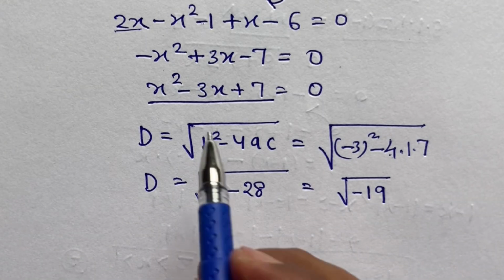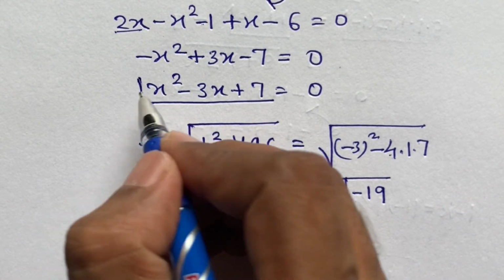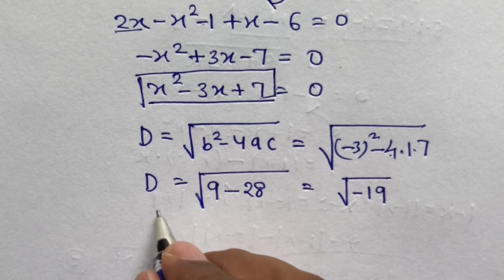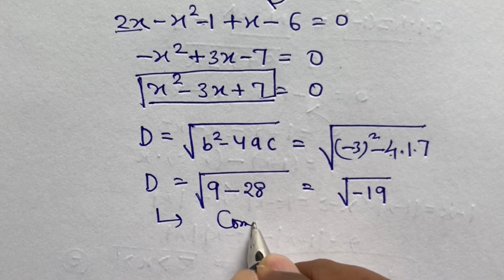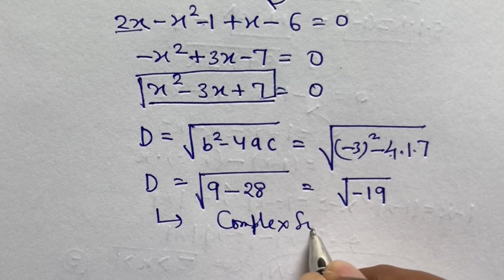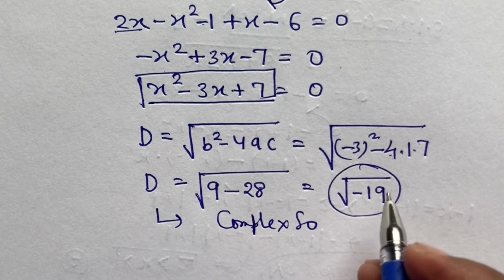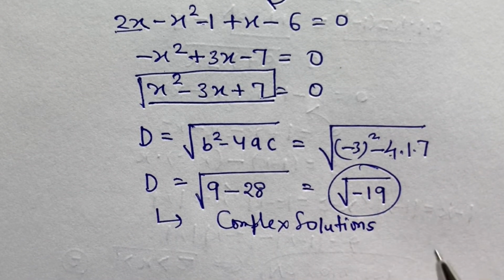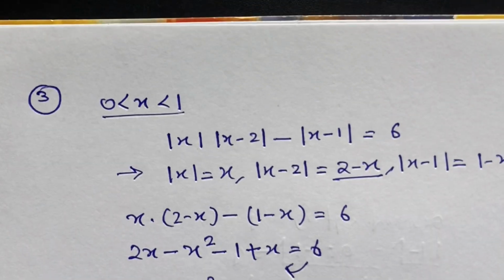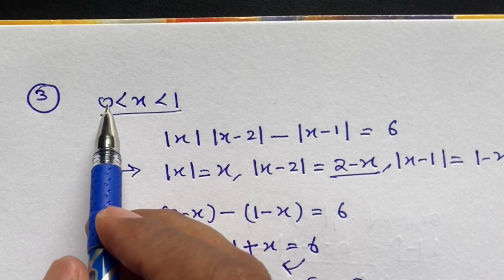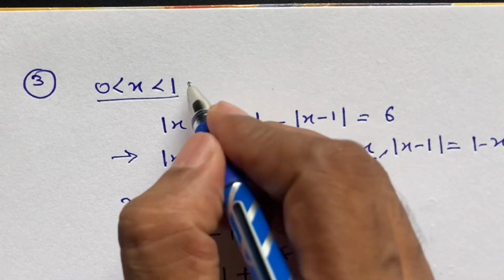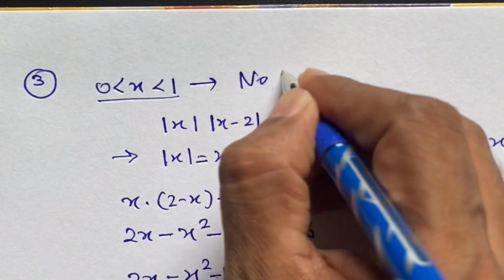So for this quadratic equation, D is having only complex solutions because D is complex. So we can say that for the condition when x is greater than 0 but less than 1, x has no solution.